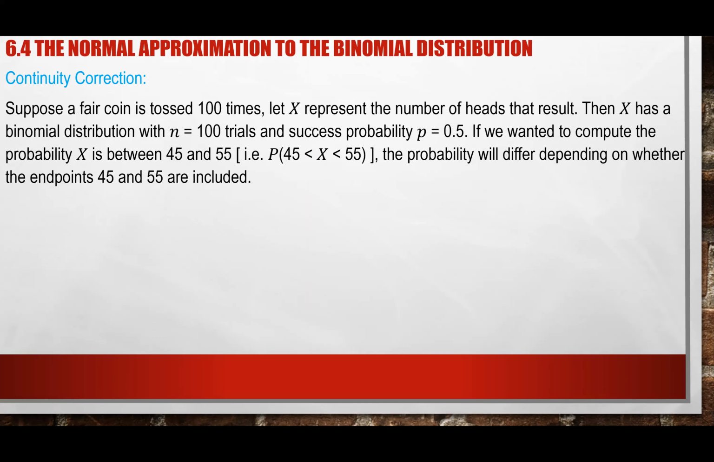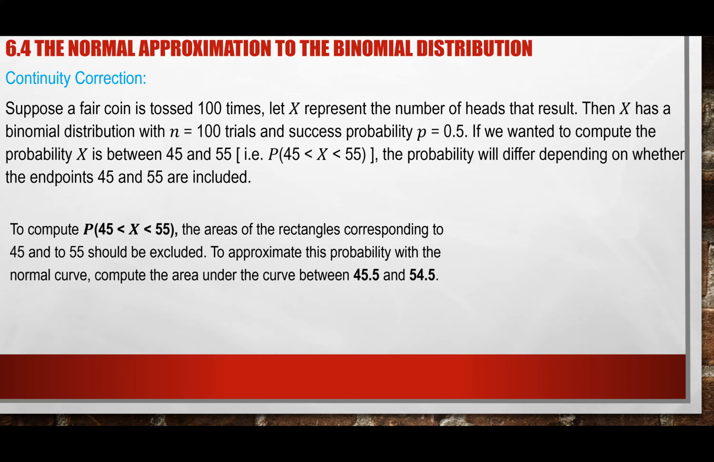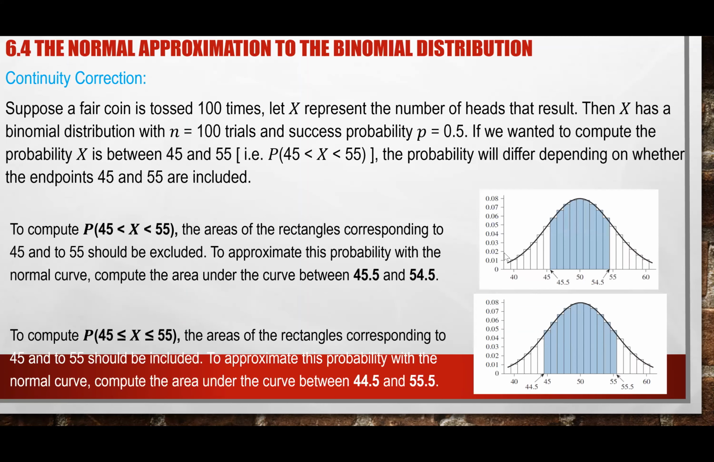So looking at this, the question is, if I flip this coin 100 times, what is the probability this coin lands on heads between 45 times and 55 times? That's the idea, right? And if you look at this here, hopefully you can see that we don't include the endpoint. Do you agree that this one, the probability of 45 less than X less than 55, because they don't have an equal sign, we don't include the endpoint.